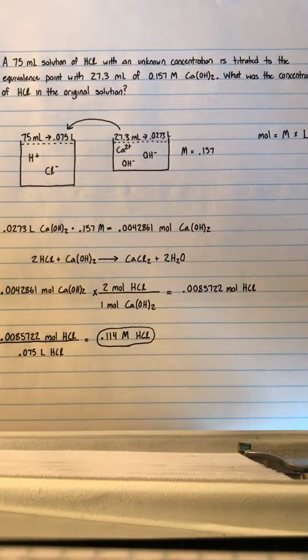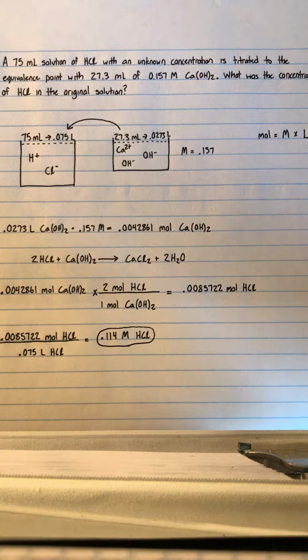The question reads, a 75 milliliter solution of hydrochloric acid with an unknown concentration is titrated to the equivalence point with 27.3 milliliters of Ca(OH)2 with a concentration of 0.157. The question is asking, what is the concentration of HCl in the original solution?